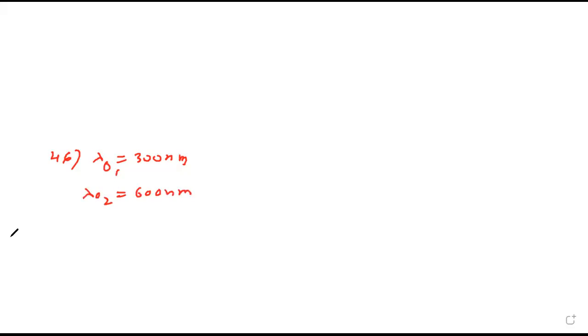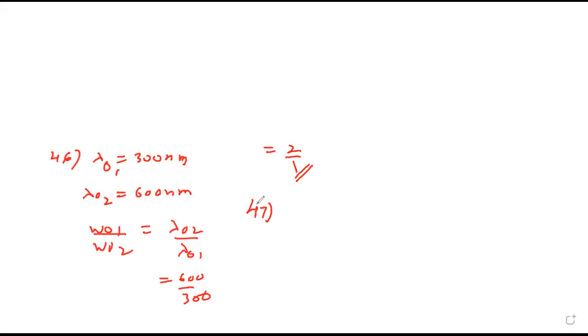What is the ratio of work function? Work function of first upon second is the reciprocal of threshold wavelength. So 600 upon 300 is 2 by 1. This is the answer, 2 is to 1. Option C.